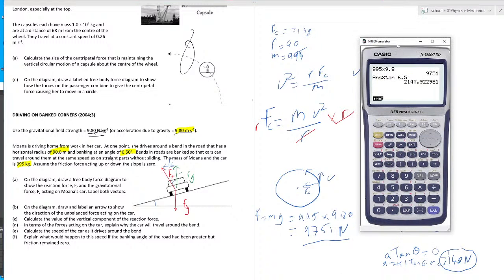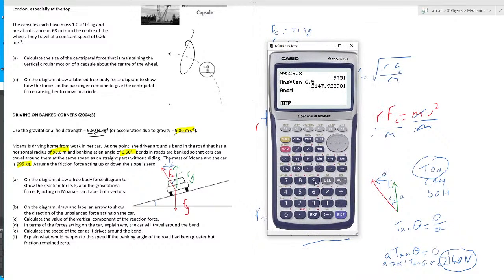Then just put your numbers into your calculator. I've got my Fc already there. I'm going to multiply that by the radius, which is 90. I'm going to divide that by our mass, which is 995, and then I'm going to square root it. So our answer is 13.93 or 13.94 meters per second.